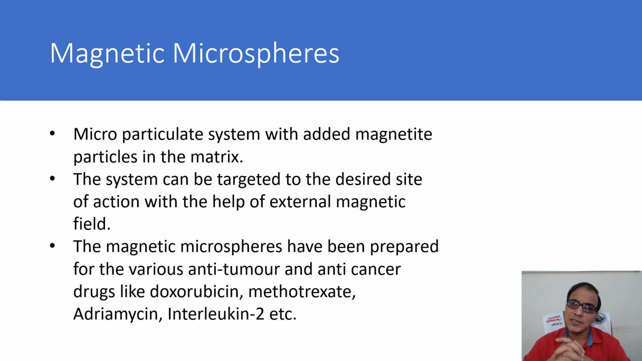Magnetic microspheres are microparticle systems with added magnetic particles in the matrix. The system can be targeted to the desired site of action with the help of an external magnetic field. Magnetic microspheres have been prepared for various anti-tumor and anti-cancer drugs like doxorubicin, methotrexate, adriamycin, interleukin-2, etc. So you will have to give some concepts and examples whenever you are discussing any type of microspheres. Okay.